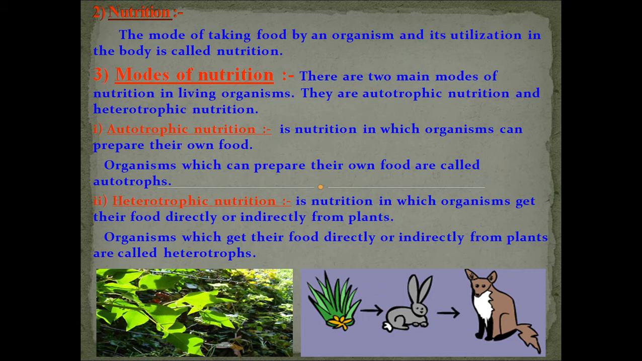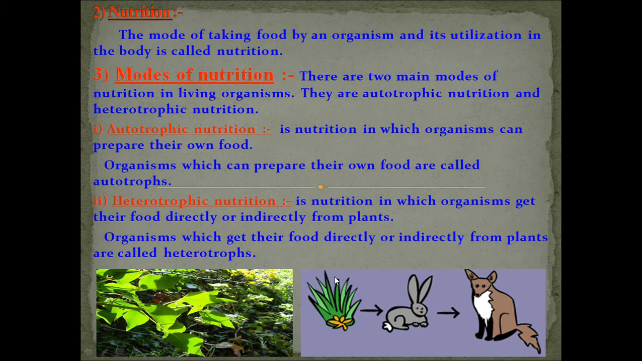Modes of nutrition. There are two main modes of nutrition in living organisms. They are autotrophic nutrition and heterotrophic nutrition. During autotrophic nutrition, organisms prepare their own food, and such organisms are called autotrophs. Heterotrophic nutrition. In this nutrition, organisms get their food directly or indirectly from plants. Such organisms are called heterotrophs.